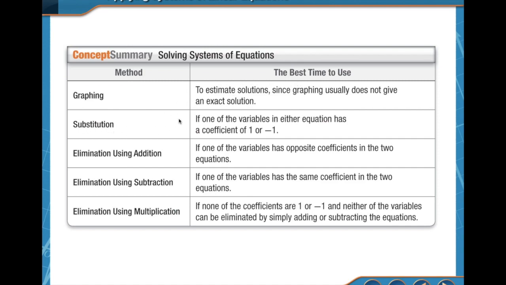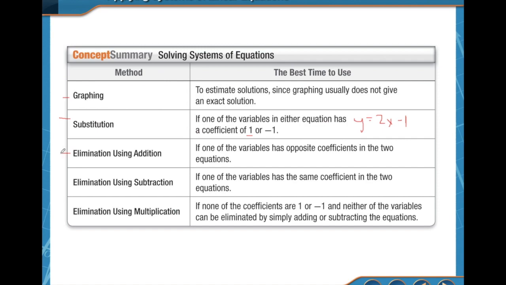Substitution works best when your coefficient of your variable is 1 or negative 1. So what that means is, say you have an equation like y equals 2x minus 1. Well, it's already solved for y. It has a coefficient of 1. There's just one y here. If it's something like that, you want to substitute because you already have y equal to a bunch of stuff and you can replace it. So substitution is one we also learned.